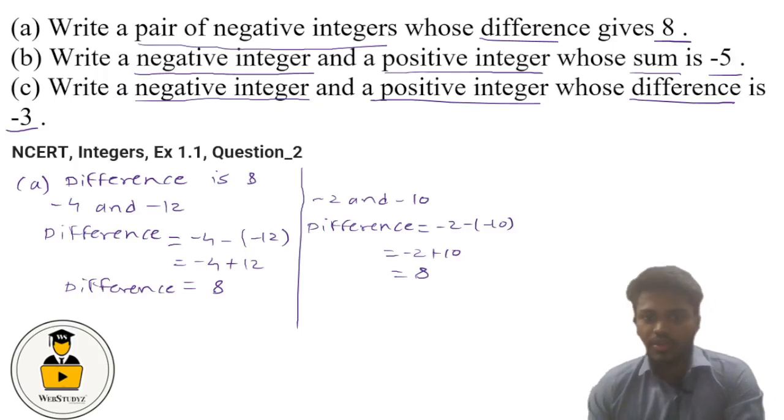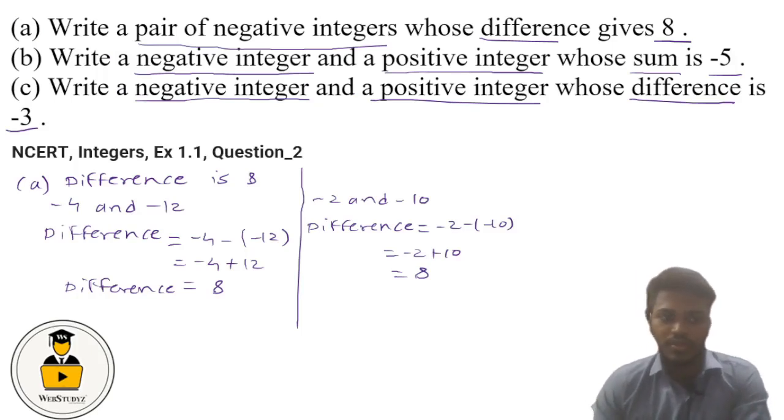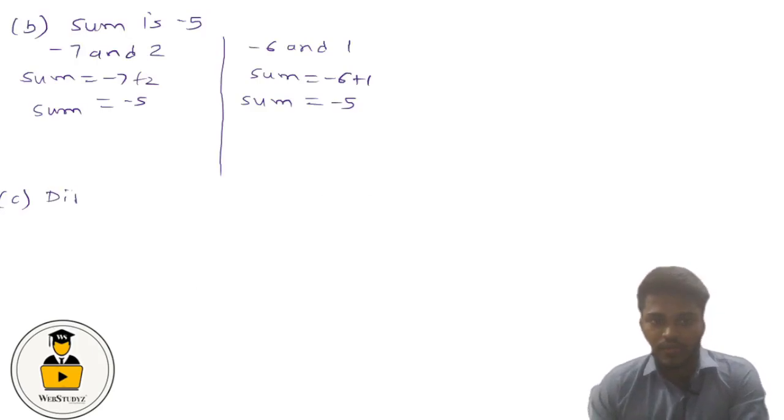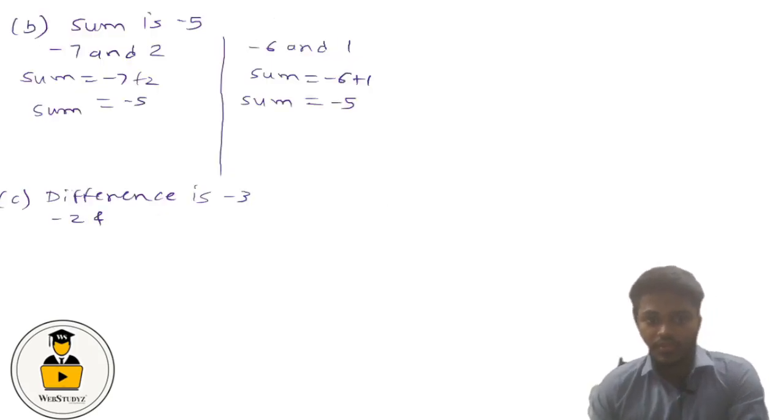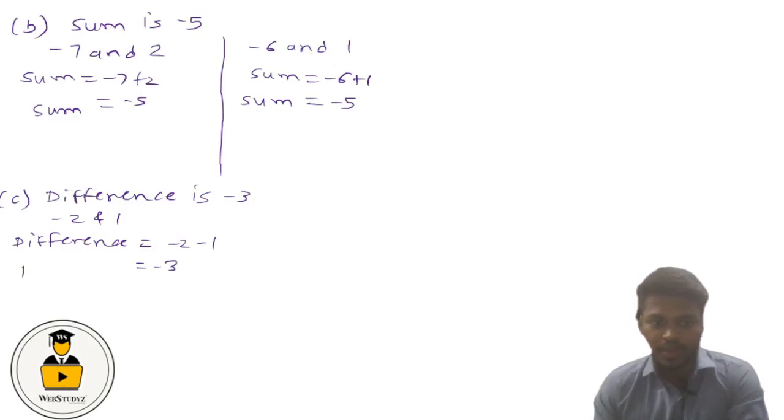Now we want a negative integer and a positive integer whose difference is minus 3. So we want the difference to be minus 3. Okay, so one pair of integers will be minus 2 and 1. So let us find out the difference. So it will be minus 2 minus of 1. It will be minus 3. So we are getting the difference as minus 3.